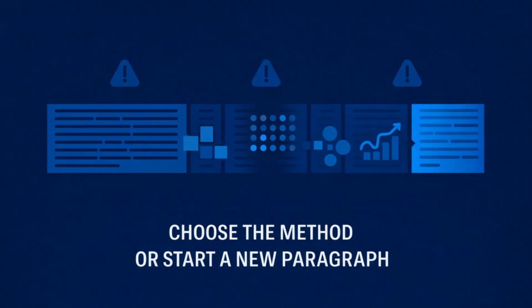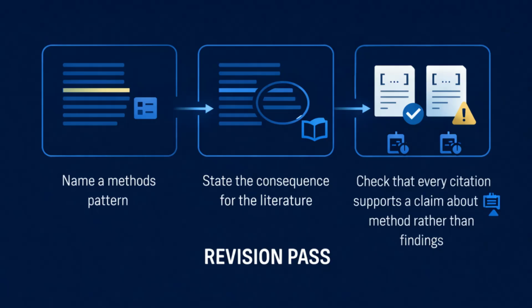If you find yourself shifting from design to sampling to measurement to analysis, and each shift requires its own explanation, you are either starting a new paragraph or you need to choose which method pattern matters most. A methods paragraph works best when it does one clear job. At the end of your draft, here is a simple revision pass you can always use.